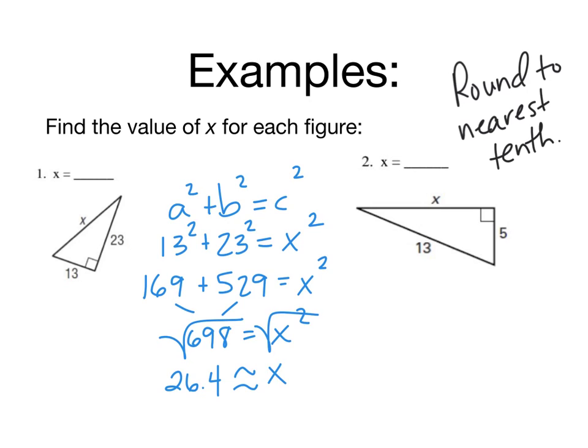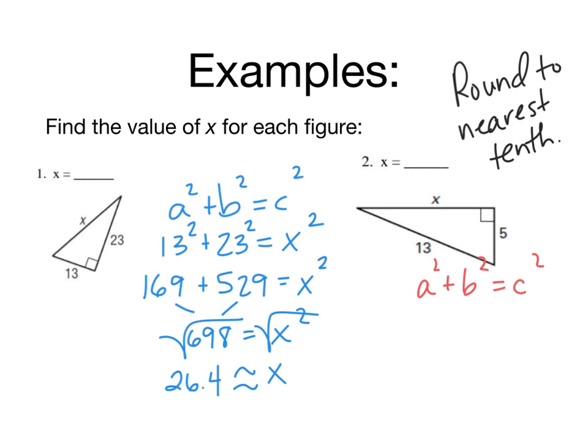Let's do the next one. For this one, again, we have a right triangle, and we have a squared plus b squared equals c squared for our Pythagorean theorem. This time, however, look carefully at the triangle. We know the hypotenuse and one leg. So this one's a little bit different in the way we have to solve it.